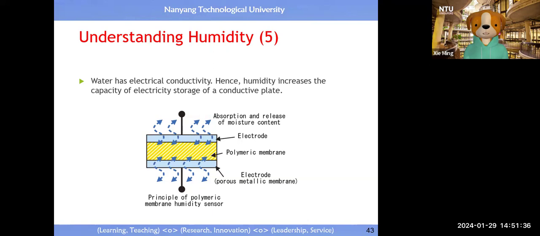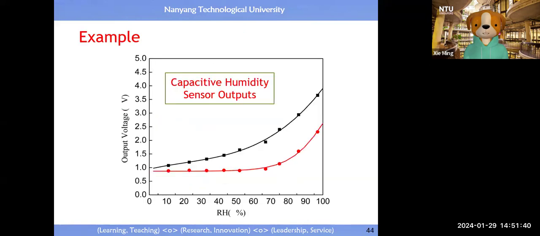Once we have capacitance, it is easier for us to convert capacitance into voltage. So this curve is showing you the relationship between humidity and capacitance. Then convert capacitance into voltage. Then you see the relationship is proportional, that means the output voltage is proportional to the level of humidity.